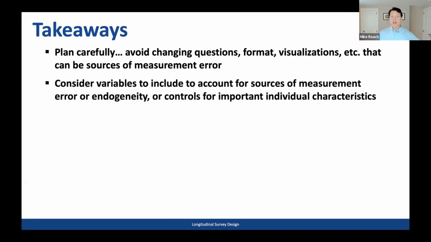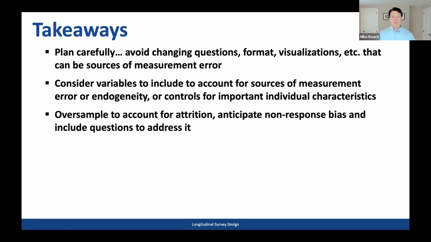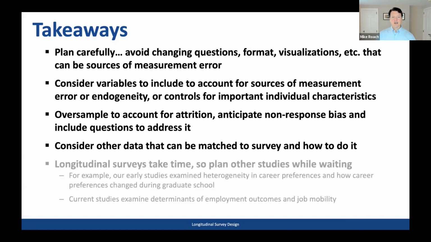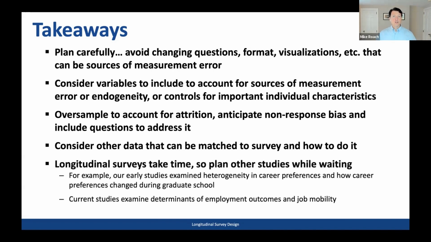Consider variables to include to account for sources of measurement error or endogeneity, or maybe controls for important individual characteristics. I think that applies for cross-sectional surveys as well. But when you're looking at change over time, these become a bigger issue in doing good research and really trying to identify different kinds of effects. Oversample to account for attrition, consider other data that you might be able to match. And a number of people have talked about this, Evan's talked about this as well, but also these longitudinal surveys take time. So you want to try to plan other studies that you might be able to do while waiting.